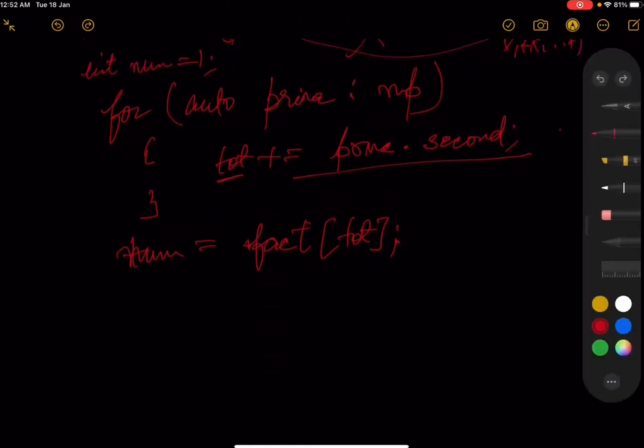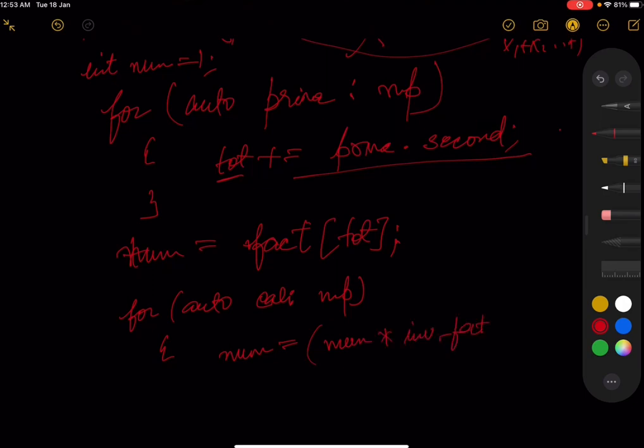we need to iterate not over the total prime factors, but over how many times a particular prime factor has occurred in total. So we again iterate through our map. For every element present in the map, we say that the numerator will be equal to numerator into the inverse factorial of each dot second. Each dot second stores how many times that particular prime number has occurred in totality. So we take 1 by the factorial of that number and simply multiply it with our numerator. Okay, and at the end we just return our numerator.